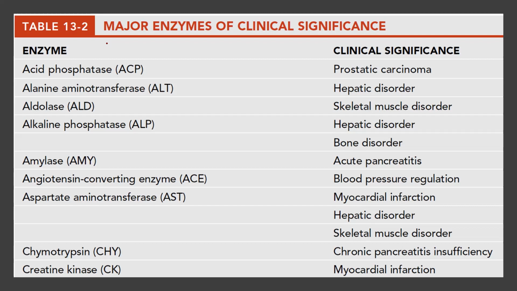Okay, amylase, breakdown, acute pancreatitis. Angiotensin converting enzyme, blood pressure regulation. Anong ginagawa nito? Convert, from inactive form to active form. Paano niya kino-convert? Yun yung magandang tanong dun eh. Di ba? Ano na nako-convert?